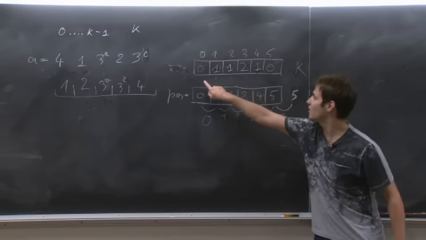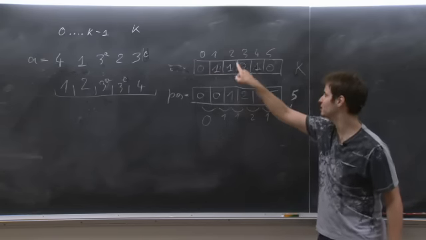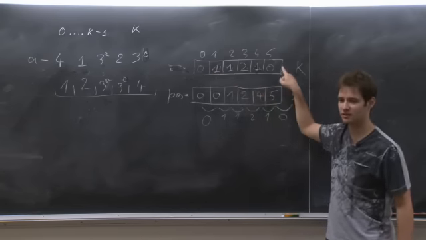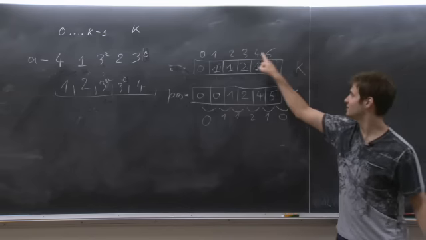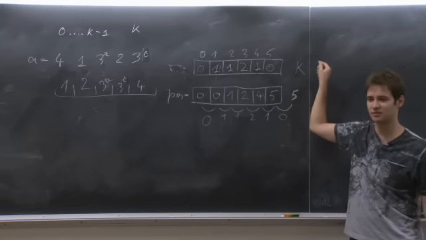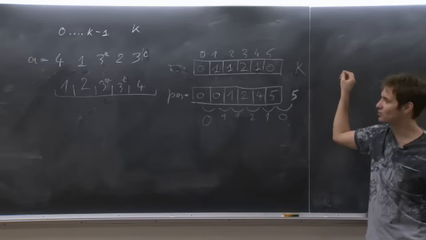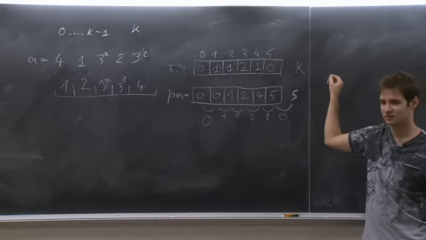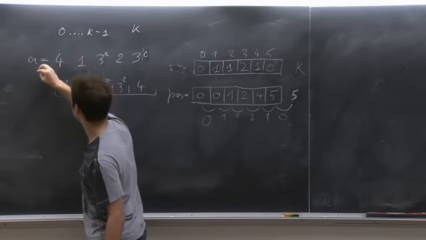So this counts how many 0 keys I've seen, how many 1 keys I've seen, how many 2 keys I've seen, and so on and so forth. So in total, the sum of all these is how many keys I've seen. How many keys do I have? 5. So who's 5? It's the length of this guy, right? Yeah. And we usually call that n.